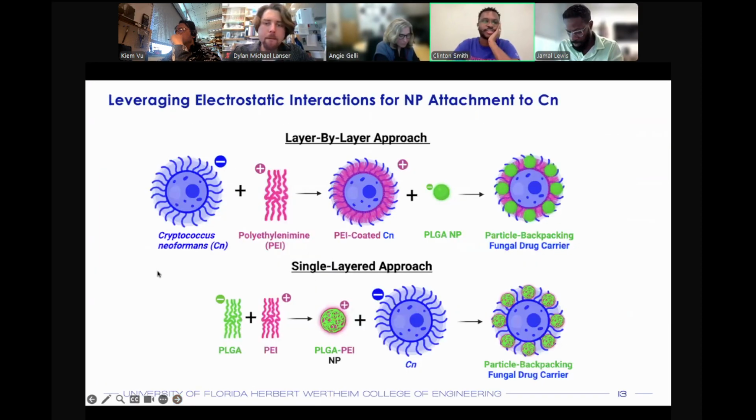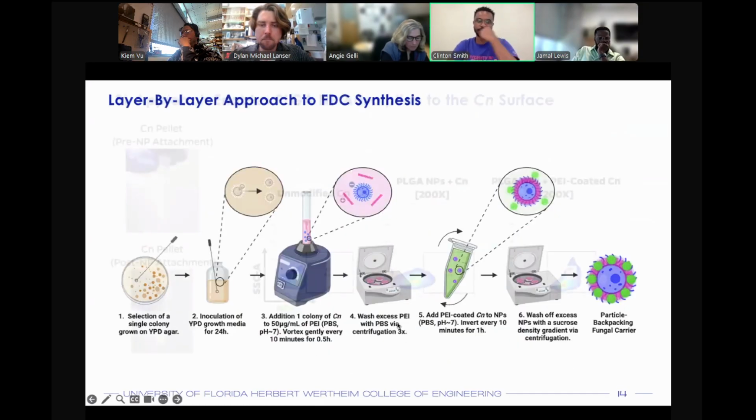So I had two different approaches. I'm just going to focus on this first one for now, which is the layer-by-layer approach, where you take the negatively charged cell surface, coat it with polyethylenimine, the cationic polymer, and then mix these PEI-coated cells with the negatively charged nanoparticles and hopefully yield these particle backpacking fungal carriers. It's a pretty facile process.